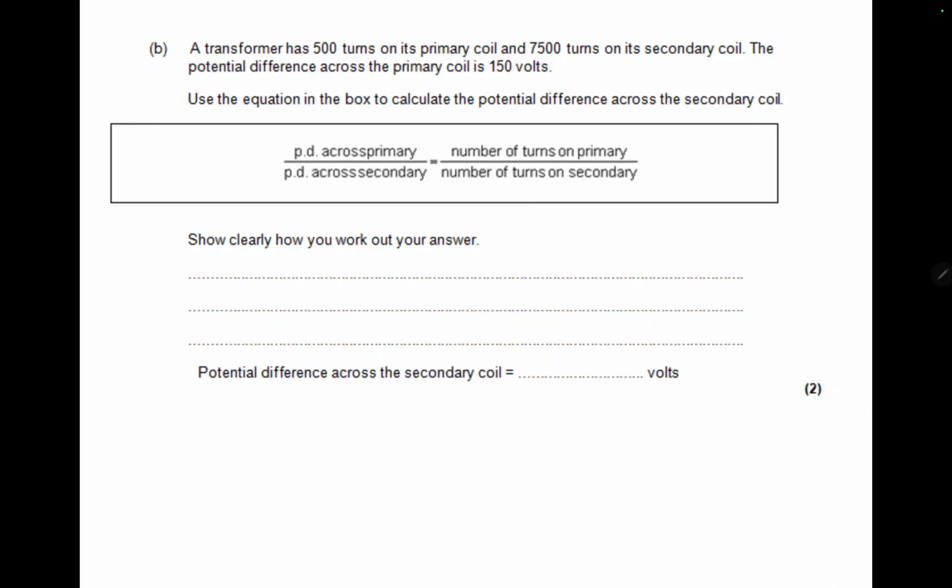Right, so if you want to pause, a transformer has 500 turns on its primary coil and 7,500 turns on its secondary coil. Potential difference across the primary is 150 volts. So I want you to calculate the voltage or potential difference on the secondary coil. So we've got voltage primary divided by voltage on the secondary coil equals the number of turns on the primary coil divided by the number of turns on the secondary coil. And we want the voltage on the secondary coil. So let's flip both sides.